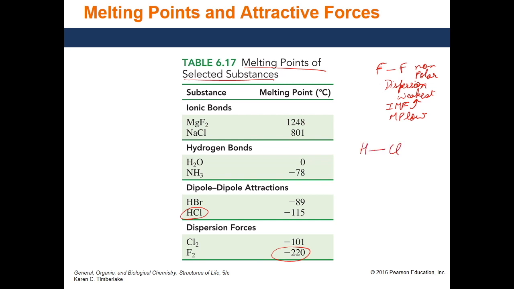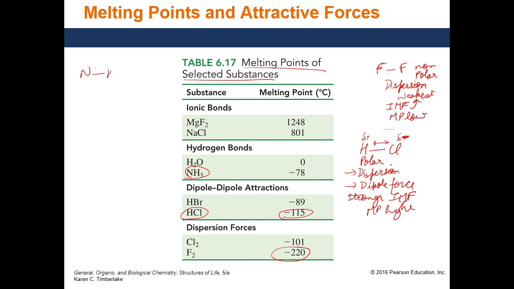But when we talk about a molecule like HCl, what happens in HCl? Remember, hydrogen is positively charged and chlorine is partially negatively charged. So this molecule is polar. A polar molecule consists of dispersion, which is present everywhere, but along with dispersion, they also have dipole-dipole force. Which means this would also be weak, but it would be a stronger IMF in comparison to fluorine. So the melting point for this would be higher. In comparison to fluorine, you can see HCl has a higher melting point. It is -115.